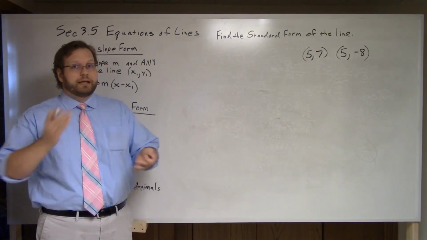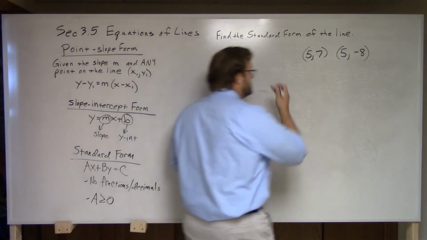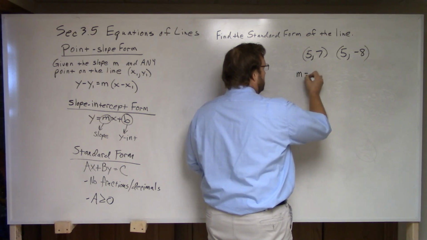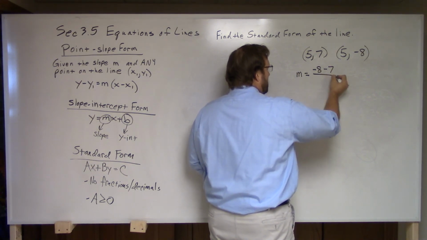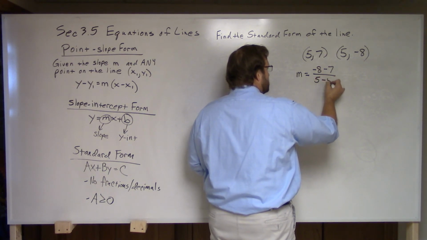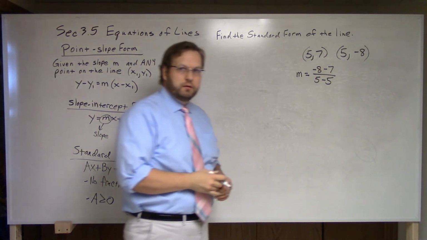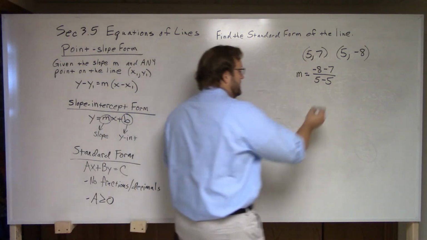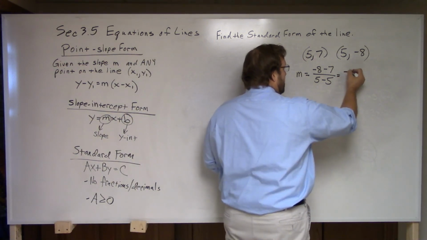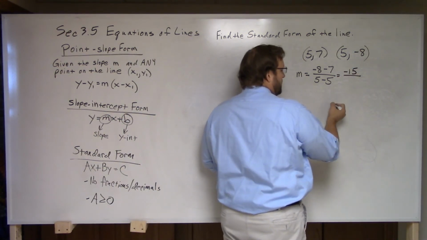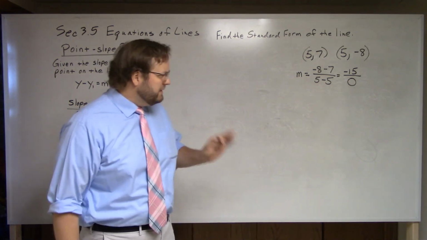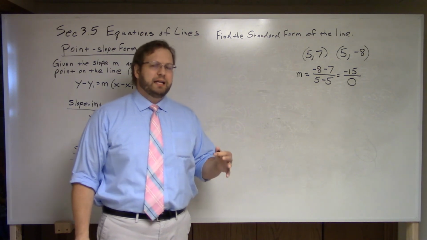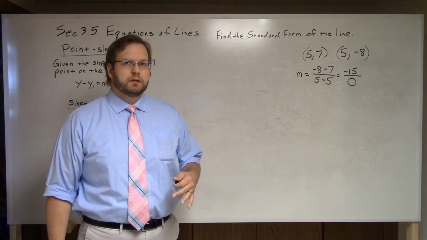Same as before, got to find the slope. Okay, so if we find the slope, we're going to have the second y minus the first y, over the second x minus the first x. Okay, now let's calculate that. Negative 8 minus 7 is negative 15. But then 5 minus 5 is 0. Now don't leave it like that because that needs to be simplified. Anything over 0 is what? Undefined.